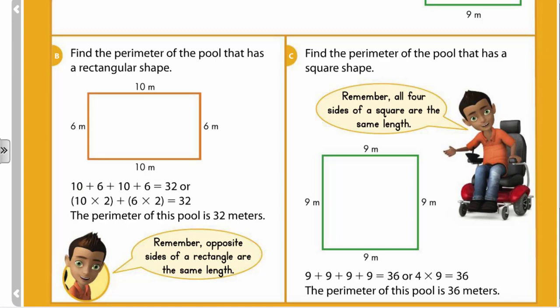But if we want to be smarter and use multiplication, because we can see here we are repeating the 10, we can multiply 10 by 2. And also we are repeating the 6, so let's multiply the 6 by 2. Then add the answers. 10 times 2 is 20, and 6 times 2 is 12. So we need to add 20 plus 12, and we will get the same number, which is 32.